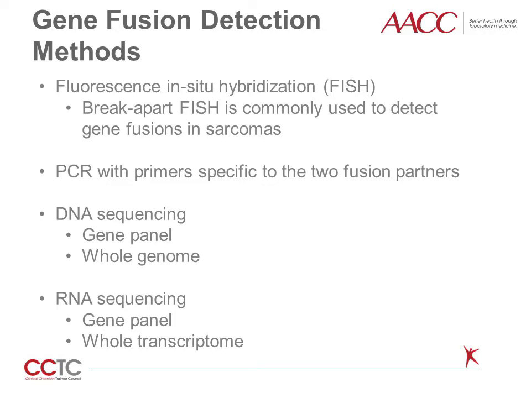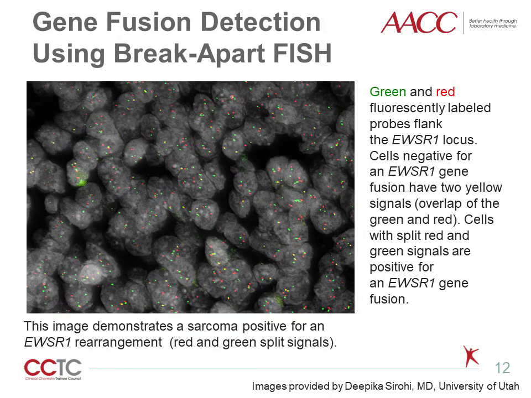RNA sequencing may have an added advantage of being able to quantify the amount of the fusion transcript. This image demonstrates sarcoma positive for an EWSR1 rearrangement assayed by break-apart FISH. Green and red fluorescently labeled probes flank the EWSR1 locus. Cells negative for an EWSR1 gene fusion have two yellow signals produced from the overlap of the green and red signals. Cells with split red and green signals are positive for an EWSR1 gene fusion.